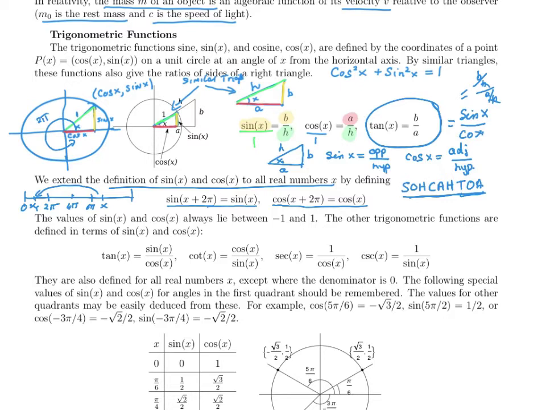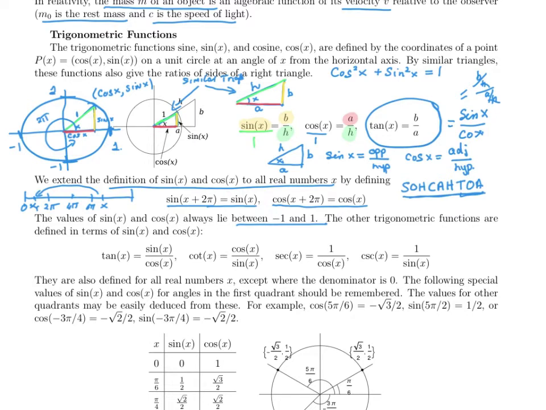So this extends our definition to all of the real numbers. Now notice that the cosine and the sine are always between -1 and 1. The highest value of the sine is 1 here, and the lowest value is -1, and the highest value of cosine is 1, and the lowest value is -1.